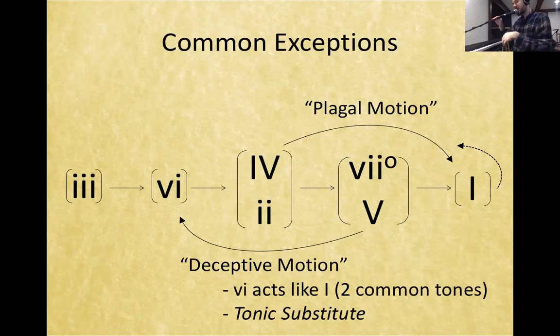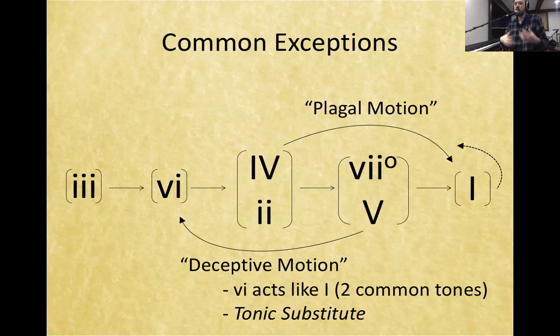Right? And we can sort of hear this because if I'm here and let's do Deceptive Motion, here's 5. Deceptive Motion to 6. Right? Now here comes 4. And here 4 going to 1 is nice and weak. Then I can build it up and get 5 to 1, which is very resolute, very strong.